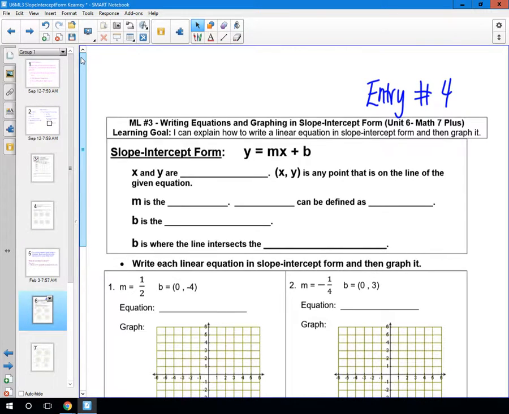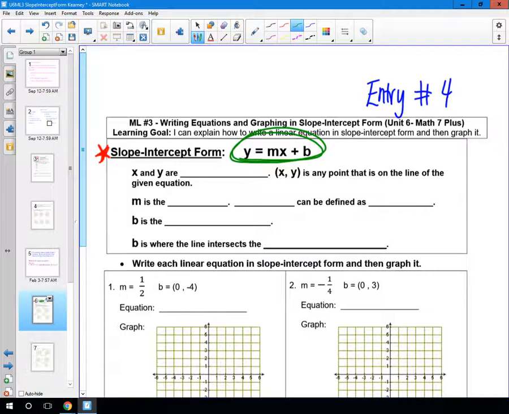The big important thing that I want you to take away from today is this slope-intercept form right here. Anytime you hear someone say, please write that in slope-intercept form, they mean this form: y equals mx plus b.